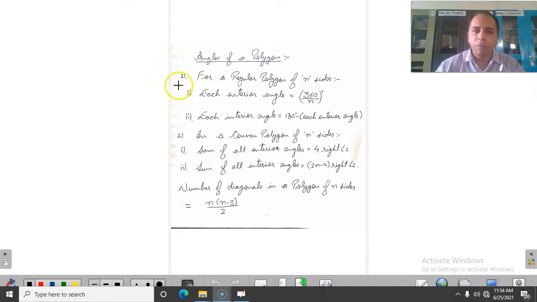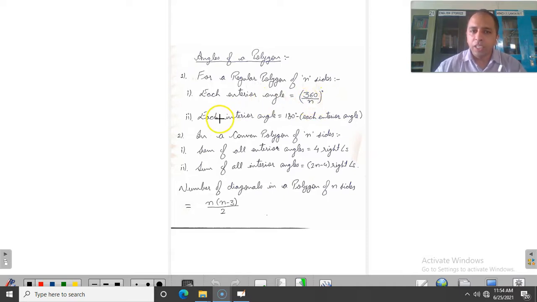Now we will discuss the regular polygon. For a regular polygon of n sides, each exterior angle is equal to 360 upon n degrees. We measure angles in terms of degrees. So for each regular polygon having n sides, each exterior angle is equal to 360 upon n degrees.